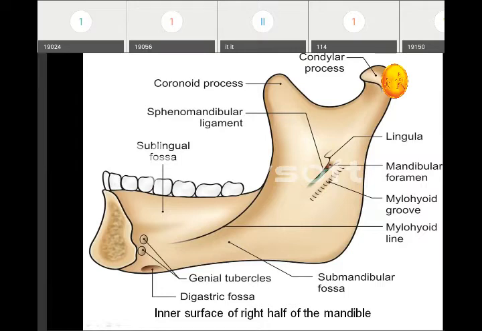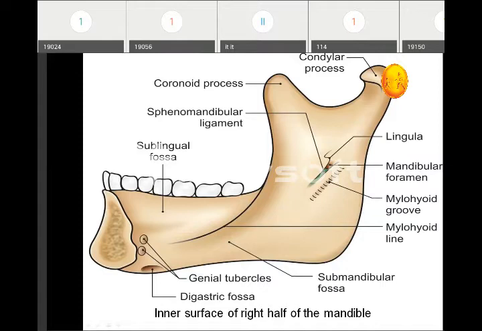Okay. This mylohyoid line is related with two depressions on the inner aspect. The upper depression is known as the sublingual fossa. The lower depression is known as the submandibular fossa. As the names suggest, the sublingual fossa is for the lodgement of the sublingual gland and the submandibular fossa is for the lodgement of the submandibular gland. These are the salivary glands.